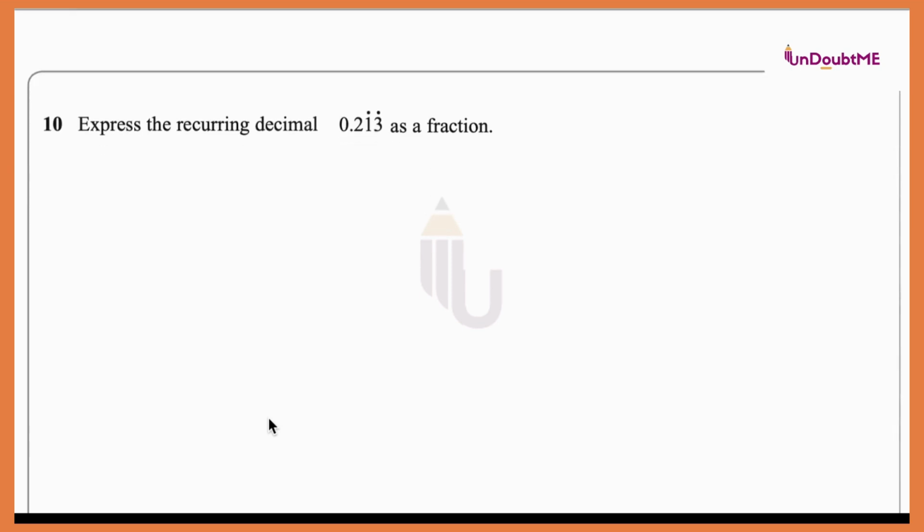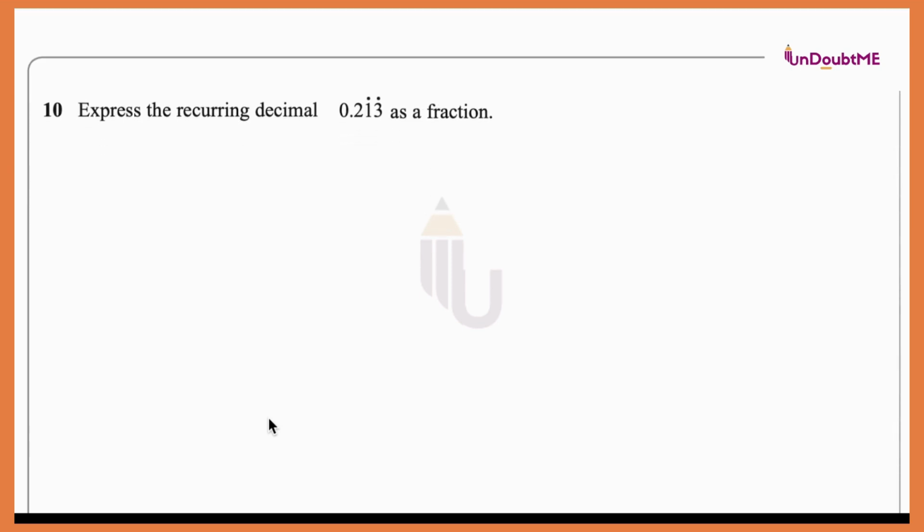Next question. Express the recurring decimal as fraction. Since we have 3 decimal places, first we will multiply this by 1000. So x is equal to 0.213 recurring, then 1000x is equal to 213.213 recurring, and then we can multiply x by 10. If I multiply this by 10, I will get 10x is equal to 2.13 recurring. I just have to make sure that after the decimal, those repeated numbers should be there. That's why we multiplied it by 10 and 1000.